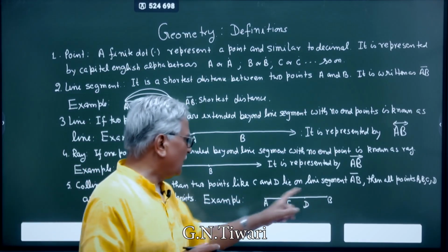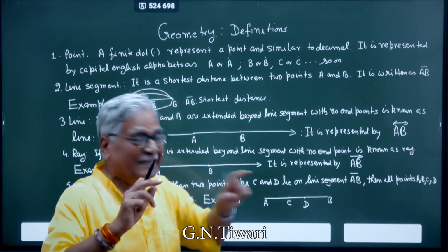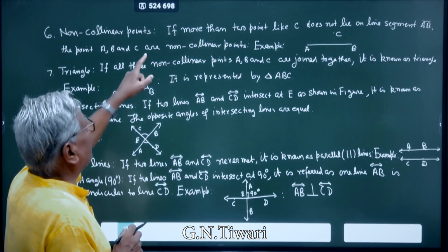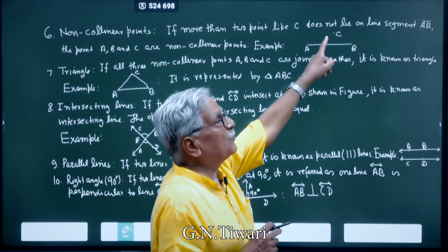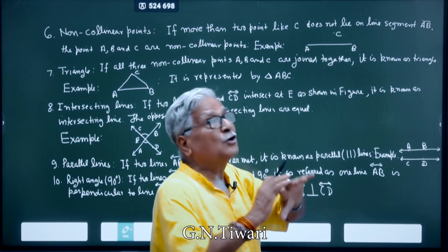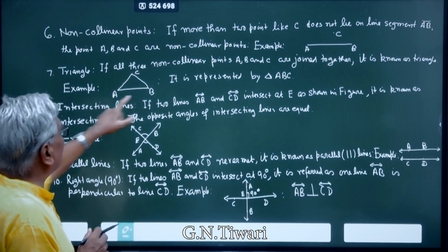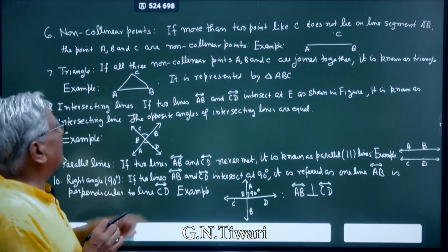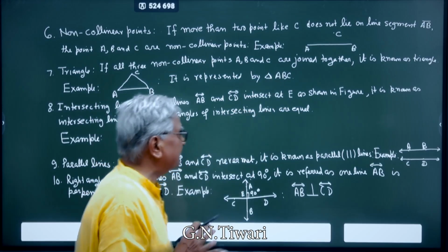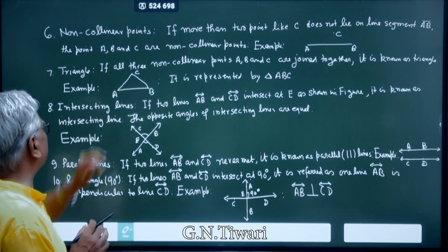Now, collinear points. Just give an example: A, B, C, D are collinear points because they are on the same line. But for non-collinear points, the third point should be above or below the line. So A, C, B are non-collinear points. Then comes the triangle. If non-collinear points are joined together, then it forms a triangle. It is represented by triangle ABC. The nomenclature can be different, but in this case it is ABC.